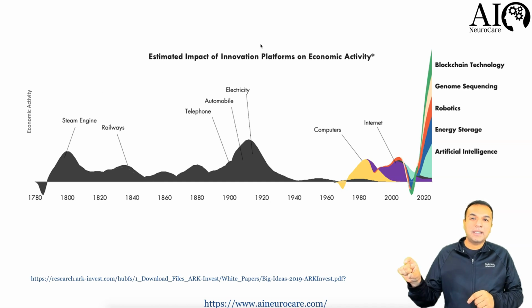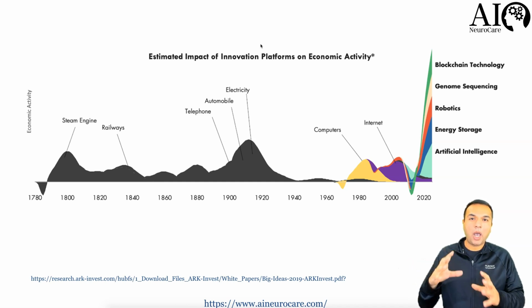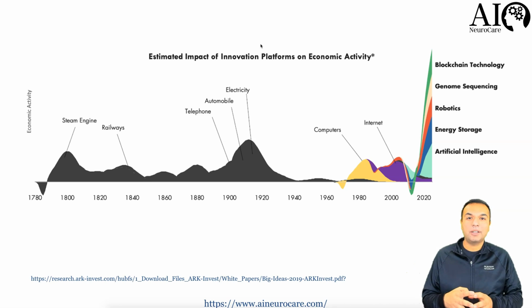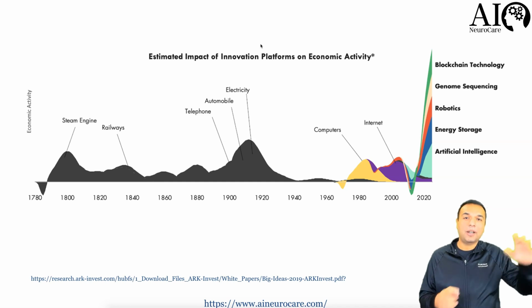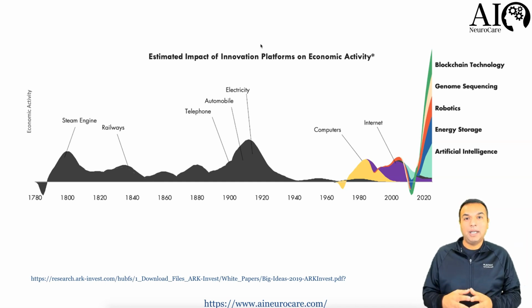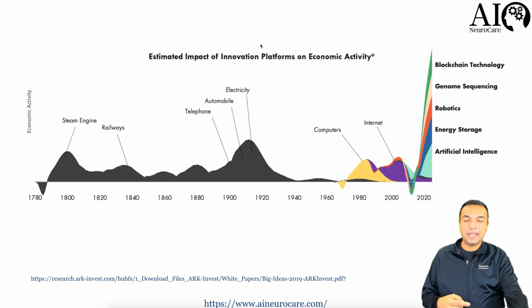As you can see, the steam engine was a big impact on how we moved from the 1700s to the 1800s. Electricity in the 1900s to 1920s had a massive impact on how we did anything. Those were the disruptive technologies of the time. From the 1980s, we see the insurgence of computers followed by the internet. And as you can see, in 2020 and onwards, the biggest impact will be artificial intelligence, energy storage, robotics, gene sequencing, and blockchain technology. These technologies are going to disrupt every industry, but at the center of it is artificial intelligence.